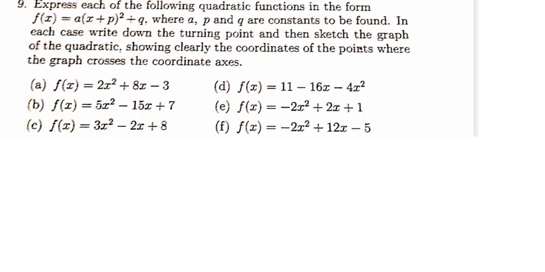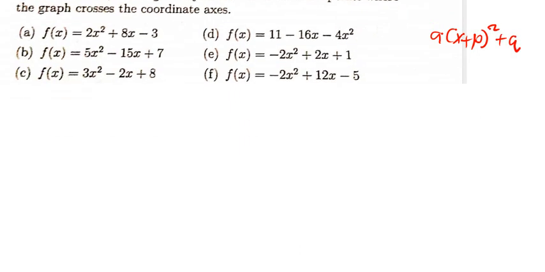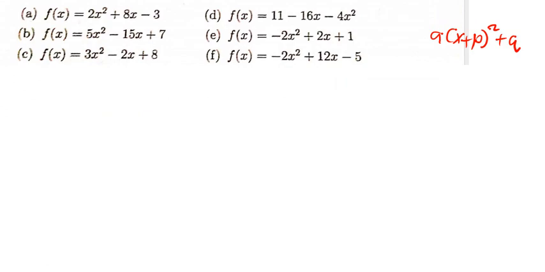So we want to find our answers in the form a(x + p)² + q. Now I don't have enough space, so I'll shift this. Okay, let's begin our discussion with the first one. I'm going to use the completing the square method, where I have to factor a.